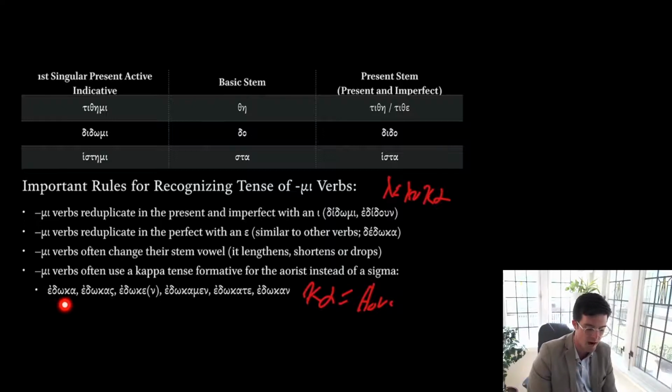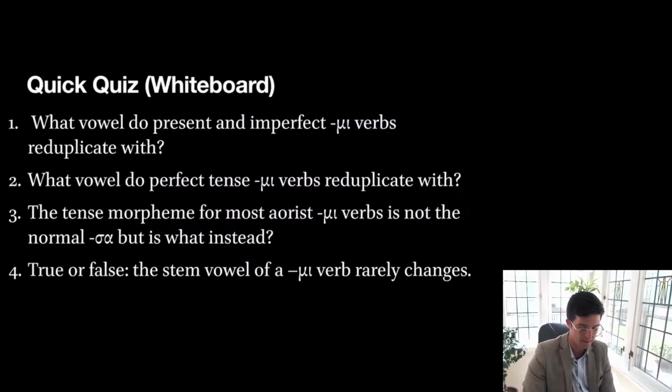So edoka, notice here we have the augment. This epsilon is our augment. Then we have our basic stem with a lengthened vowel, so the do of the basic stem has gone to do with a lengthened vowel. And then we have the kappa alpha of the aorist. So this would be an aorist active indicative first person singular from didomi.